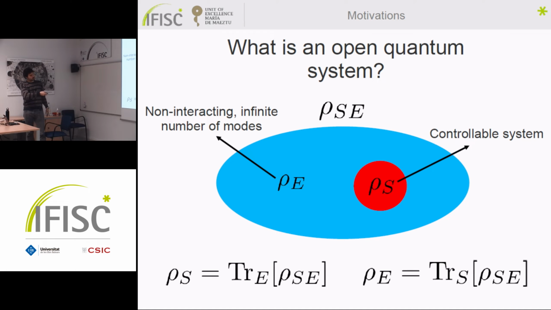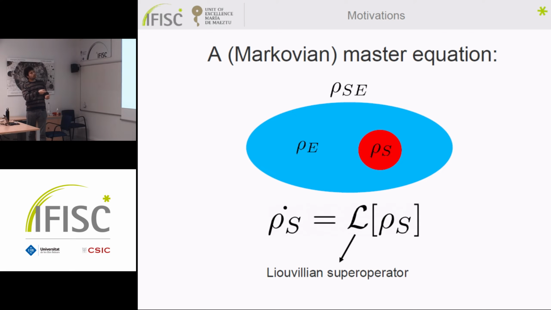So we have a controllable system here, immersed in a bigger environment that is like a non-interacting infinite number of modes, again, like the thermal particles. And we can recover the state of the system. But now, how does the state of the system change in time because of the environment? How can we describe this? What we use is what we call a master equation. You see, it's this thing. Here I'm not considering the overall state, I'm just considering the state of the system.